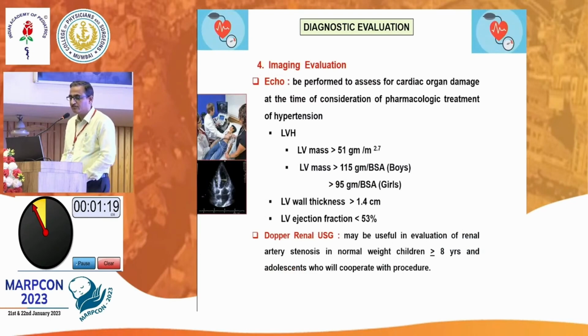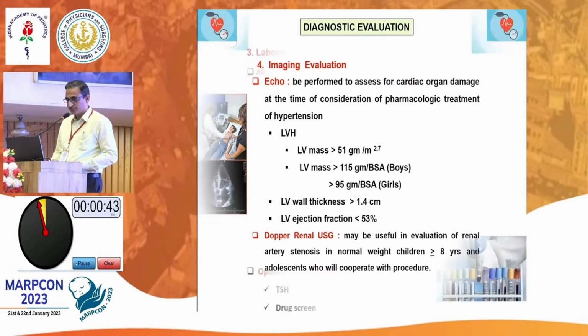In imaging evaluation, one has to consider two non-invasive screening tests. One is the echo and the second one is the Doppler renal USG. Echo is very essential for the assessment of cardiac organ damage at the time of consideration of pharmacological treatment of hypertension. And based on three important parameters: left ventricular hypertrophy, left ventricular wall thickness, and left ventricular ejection fraction, whether the cardiac organ is fine or there is some damage is determined. Doppler renal USG is also useful in the evaluation of renal artery stenosis in normal weight children whose age is 8 years or more, and in adolescents who will cooperate with the procedure.